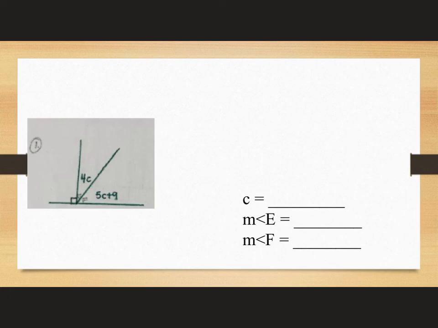We've got two angles. One of them is measured as 4C, and the other one is 5C plus 9. It's kind of hard to see in this picture, but this right here is angle F, and this one is angle E. So this is E, and this is F, okay? We have to find the value of C, and then find the actual measure of angle E and the measure of angle F. Let's start by first finding what C is.